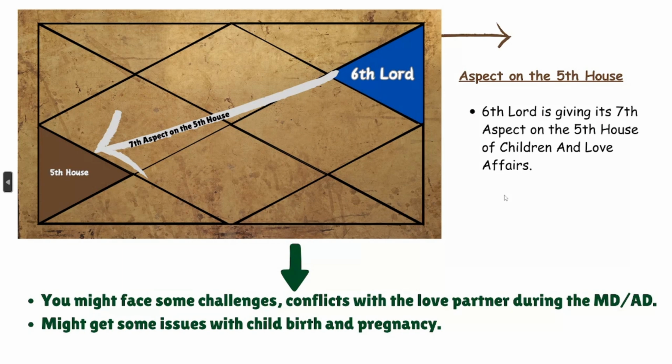If this placement of sixth lord in the 11th house is getting activated a little late in life and you're already in some relationship, then you might face some challenges, disputes, conflicts with the love partner because of the seventh aspect on the fifth house. You can also get some child birth related issues, some pregnancy related issues with this placement.